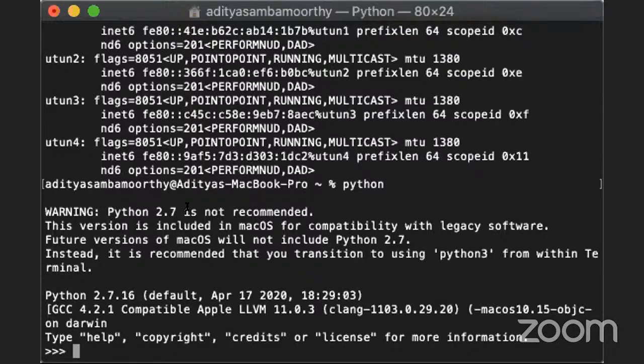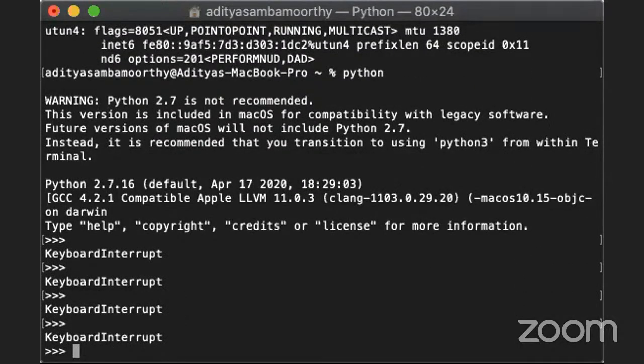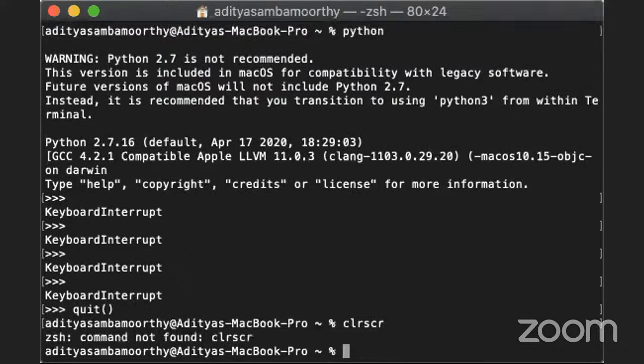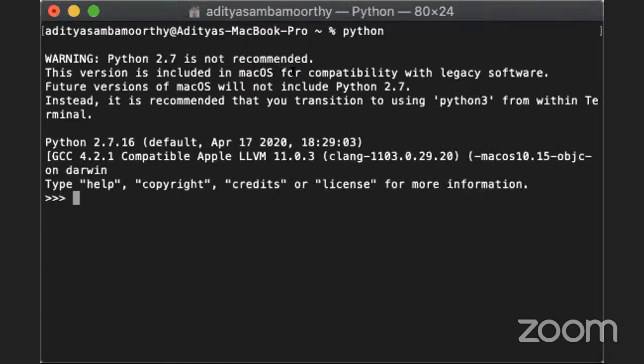I repeat, all you have to do is type Python on the screen to see if you have Python, right? You will see the version which is mentioned here. Can all of you do that right away and tell me if you have Python on your systems?